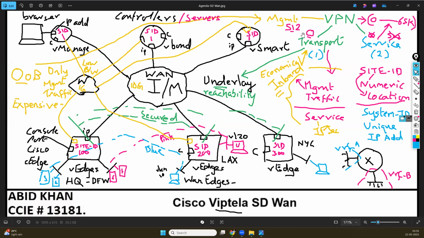Will I use 0 for transport VPN? If I'm using separate out-of-band management, then what will be the management VPN? 512. So that is the thing I have to define. Then on every device, I need to define the site ID. Then on every device, I need to define the system ID.